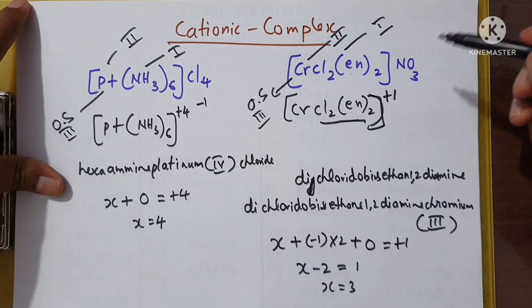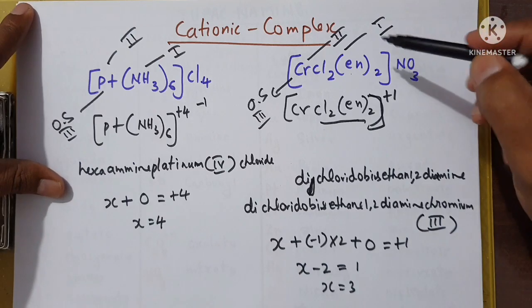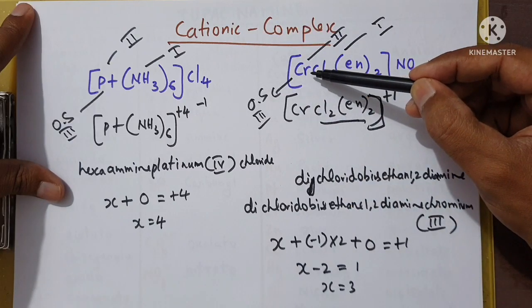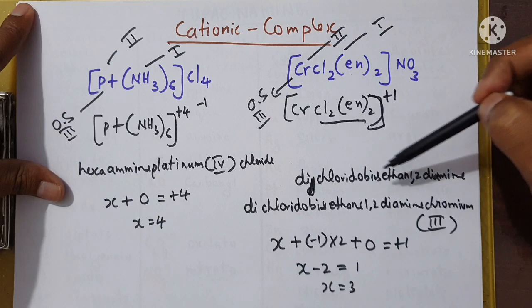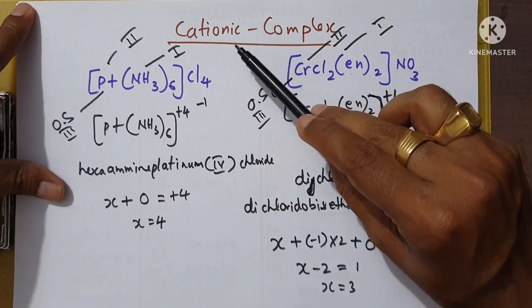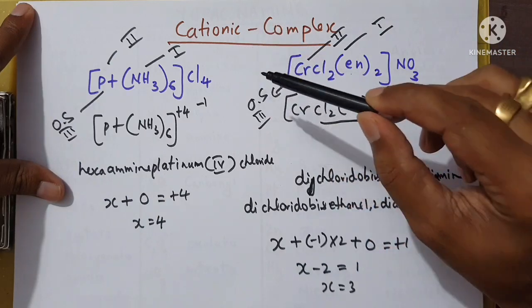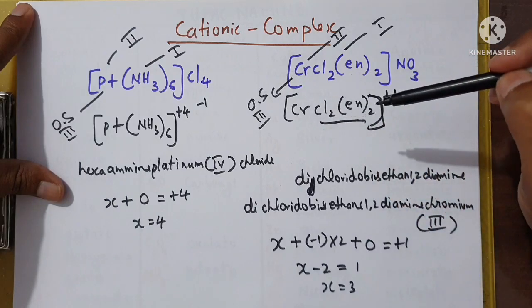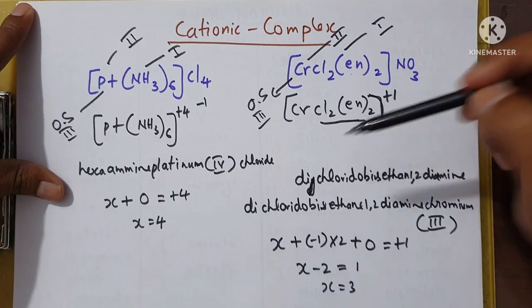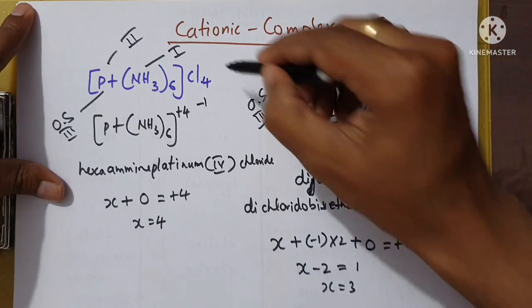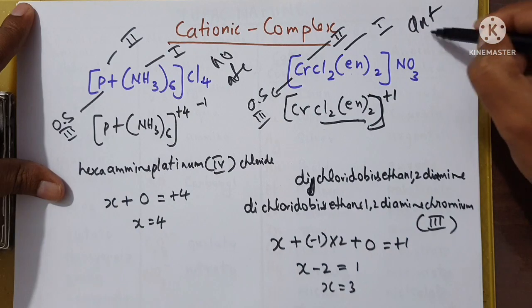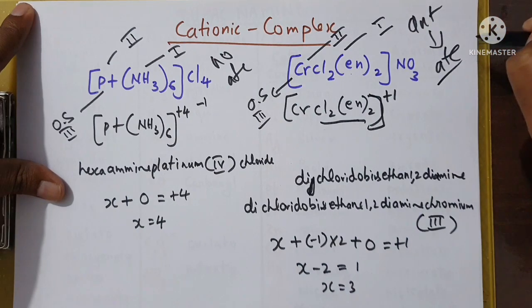Yes, it is, children. The only thing you have to take care that if it is a cationic complex, the name of the central metal atom does not end with ATE. If it is an anionic complex, the name of the central metal atom ends with ATE. That's why I said cat no 8. Whereas ant, it ate something.